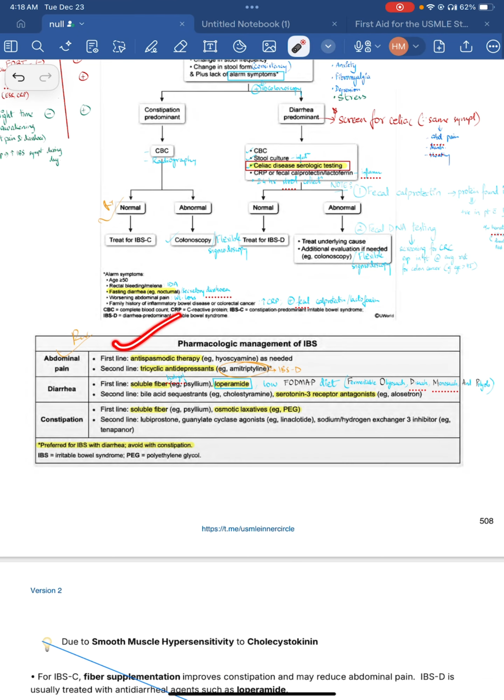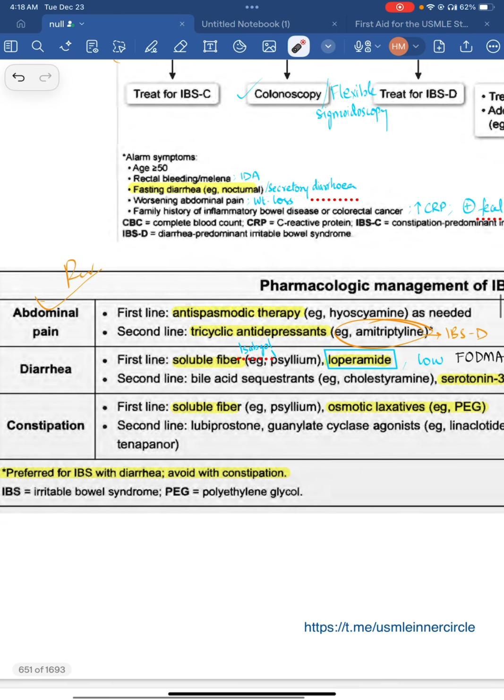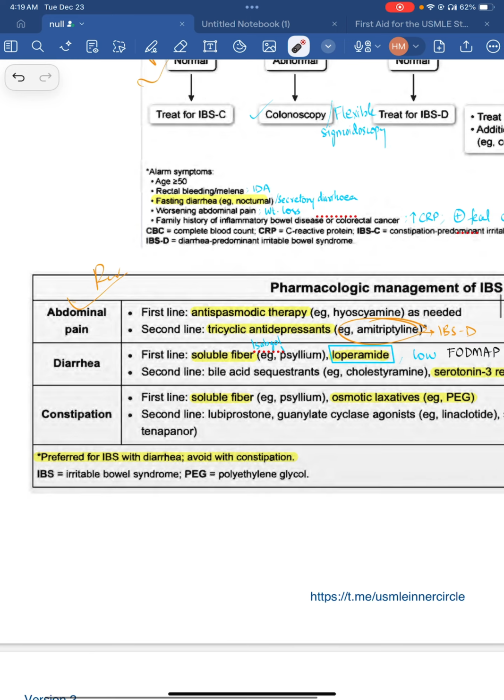Now coming to the management. So how do you manage IBS? It is according to the symptoms only. For abdominal pain, you give an antispasmodic. This is the first line. So what is the antispasmodic you give? Hyoscyamine. Second line is TCAs, tricyclic antidepressants like amitriptyline. This is important, they ask.